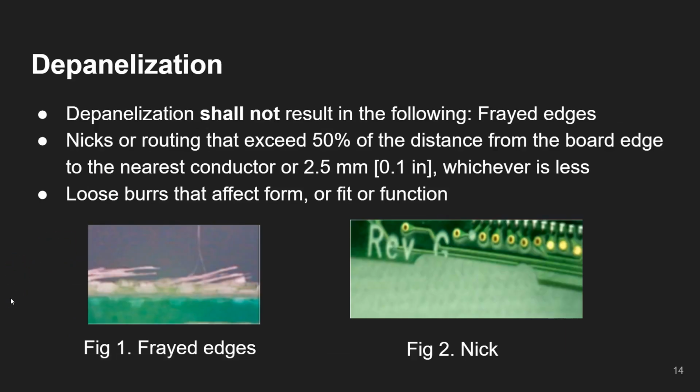Now next is the depanelization. Here the edge of the PCB is shown, and this image shows the nicks present in the PCB due to depanelization. Depanelization shall not result in frayed edges or nicks that exceed 50% of the distance from the board edge to the nearest conductor, or 2.5 mm, whichever is less. Loose burrs that affect form, fit or function should also be avoided.